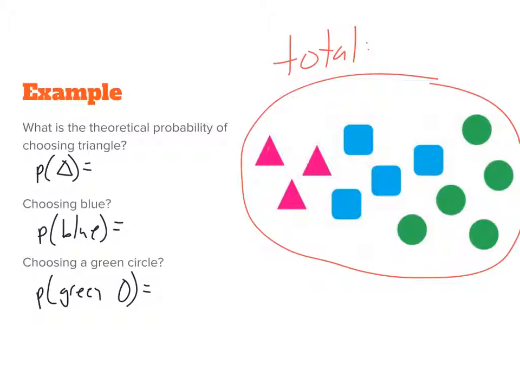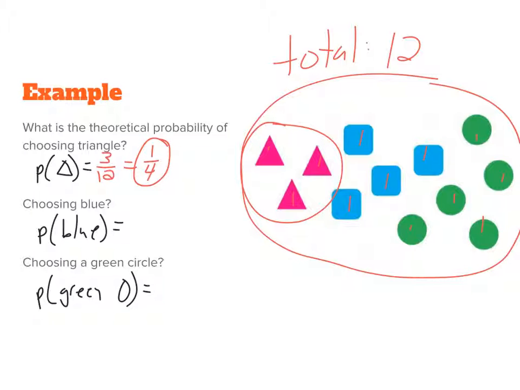So I've got 1, 2, 3, 4, 5, 6, 7, 8, 9, 10, 11, 12. There are 12 total objects to choose from. And for triangle, you'll notice 3 of them are triangles. So the probability of choosing a triangle would be 3 triangles over a total of 12 objects. And again, we want to simplify that down to 1/4. So the probability of choosing a triangle is 1/4.